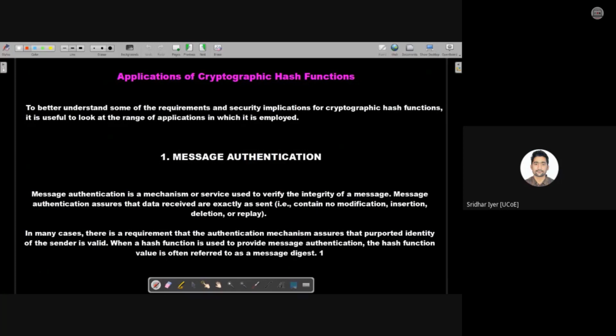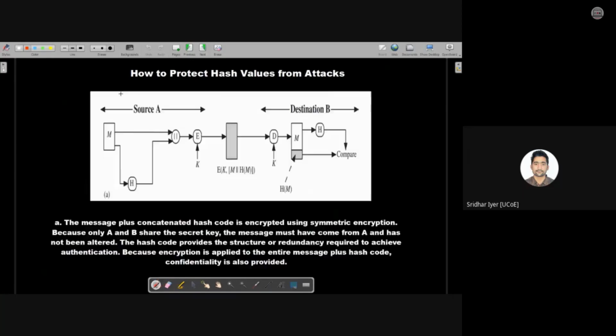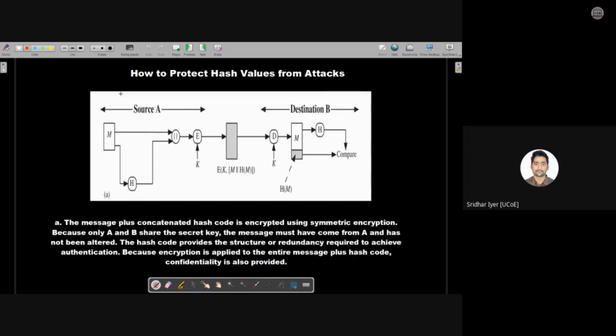We also saw the basic fundamental concept of message authentication. And after completing it, we saw that there are a few scenarios where we could protect our hash values from attacks. We saw four such scenarios, and we also saw their significances. We saw that three of them can be used for integrity checks as well as confidentiality, and one of them can be used only for integrity check, if I'm not wrong.